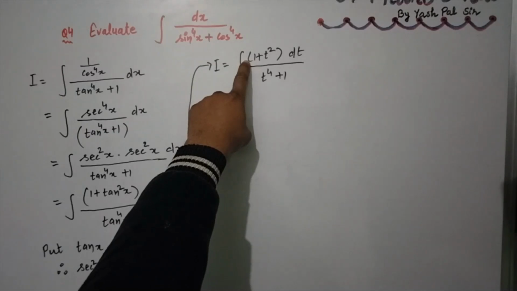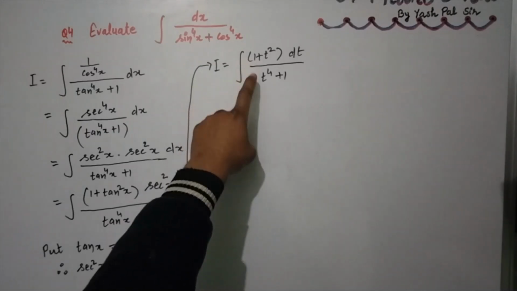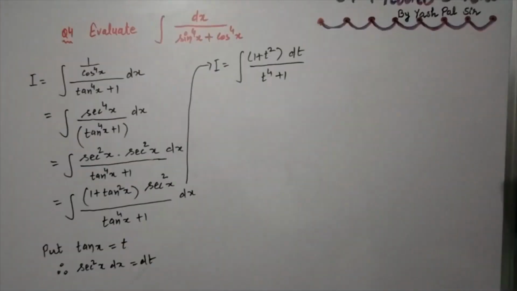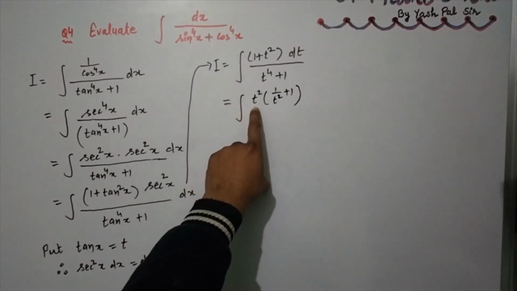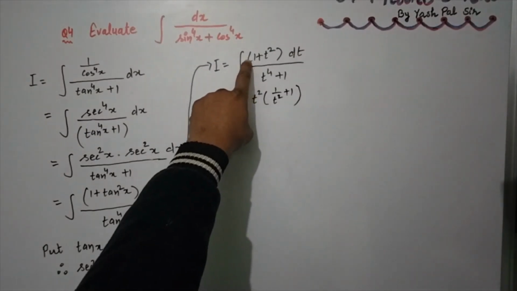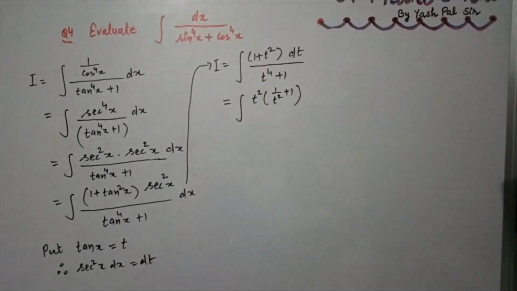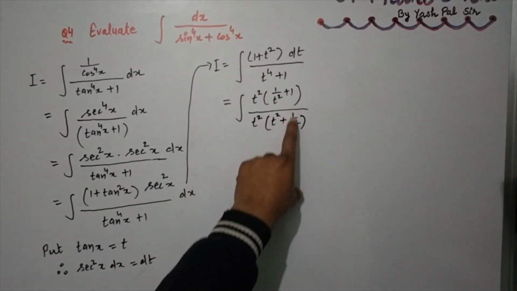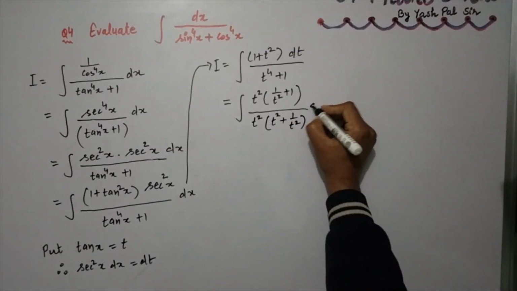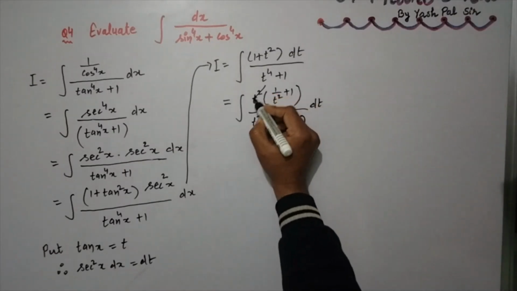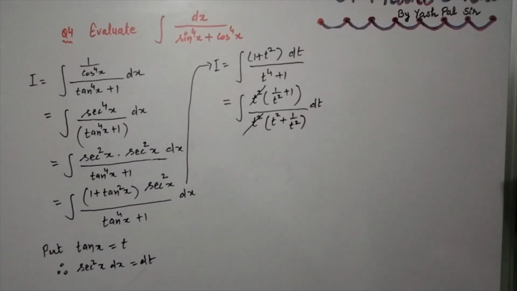Now in the next step we divide by t square, numerator as well as denominator, or we can say taking t square common from the numerator, this is 1 upon t square plus 1. Also in the denominator this becomes t square plus 1 upon t square, into dt. Doing this way, t square is cancelled.